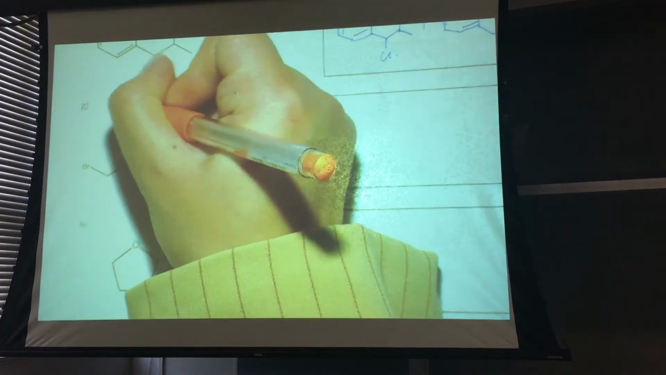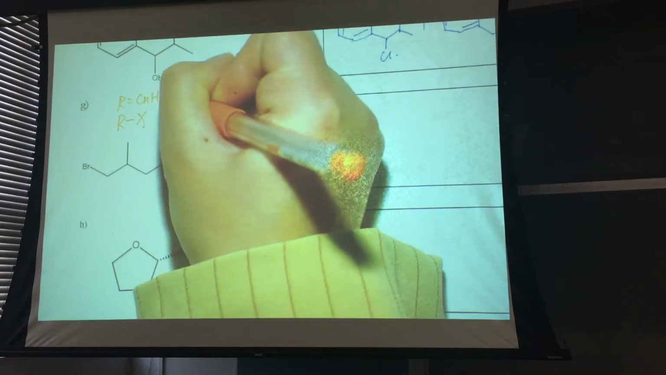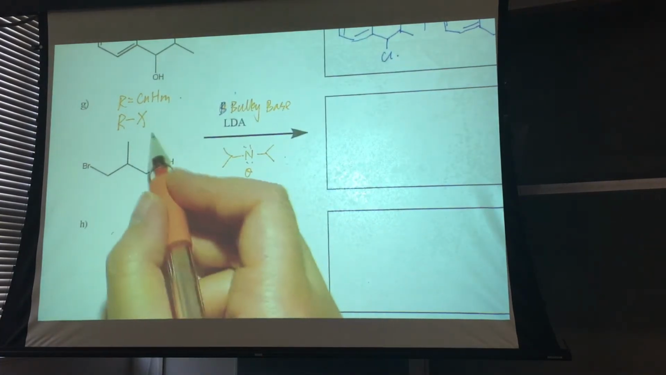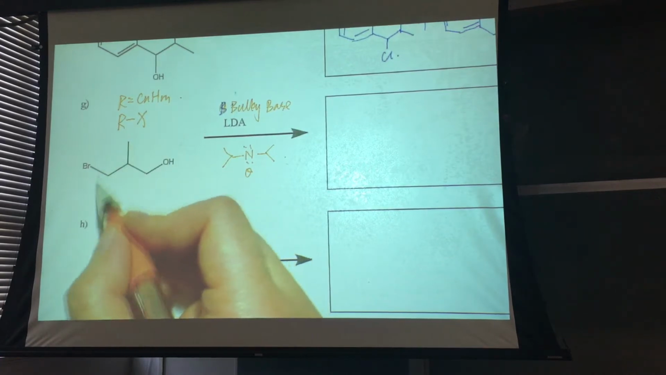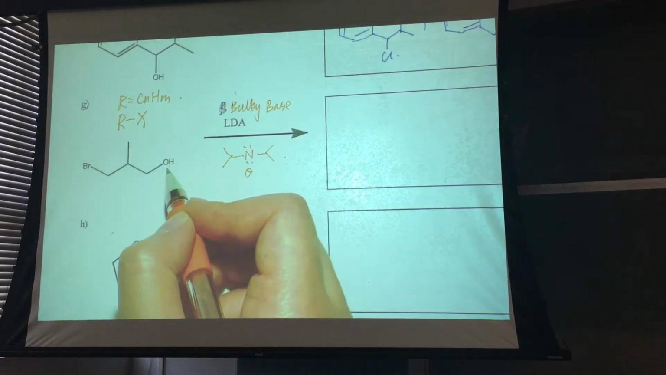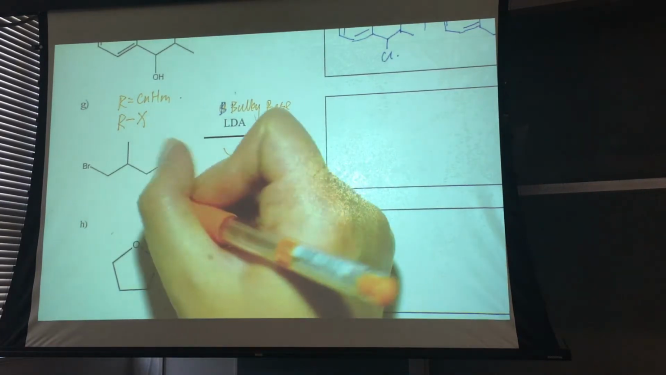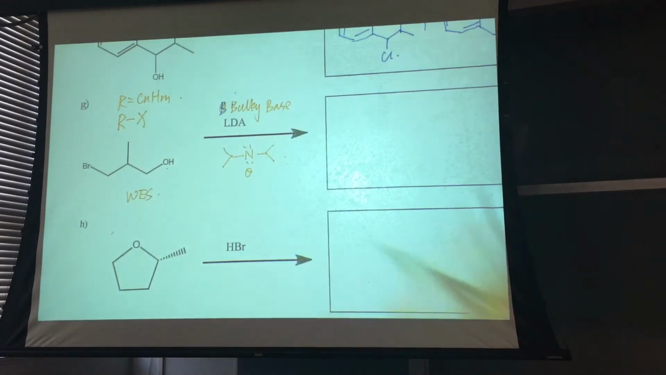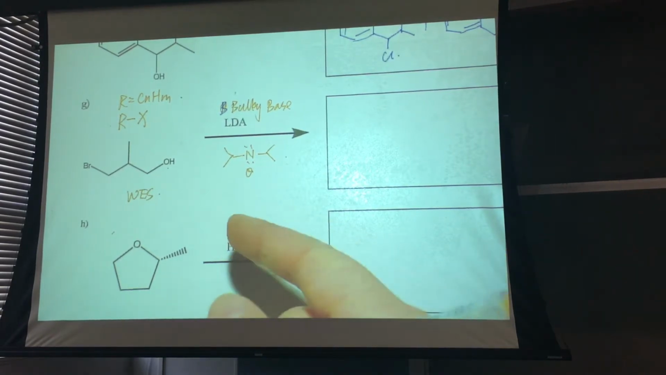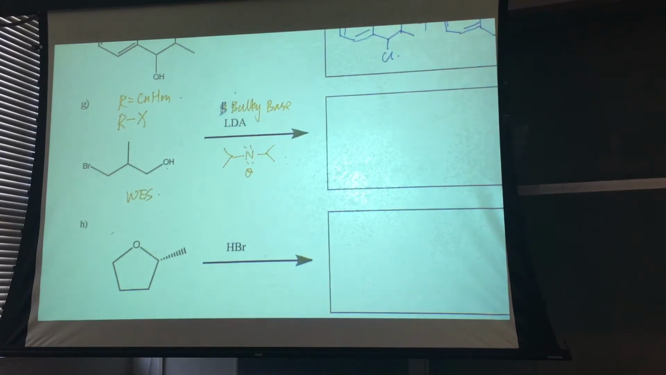R equals CnHn, which means this part is R if you think this is an alkyl halide, but it is not because you have the oxygen. So this is not. I'll write WES here. Does that remind you of something? Yeah, Williamson ether synthesis. Okay, try to do that with Williamson ether synthesis.